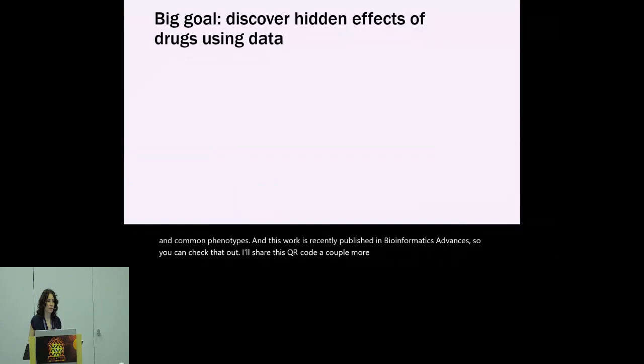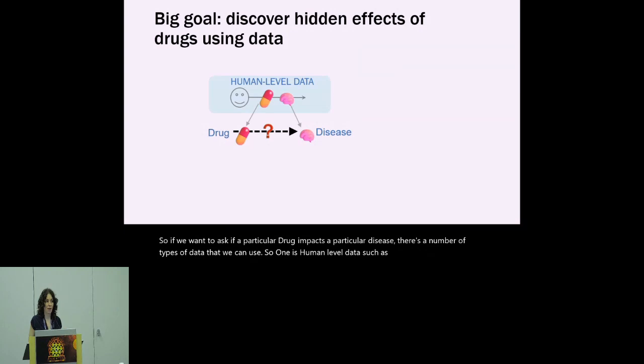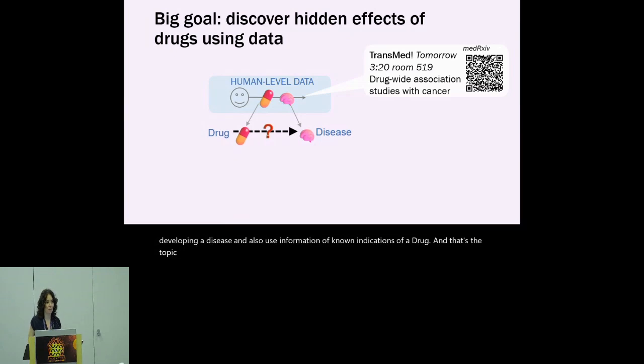One of the big goals of our lab is to discover new effects of common drugs using data. If we want to ask if a particular drug impacts a particular disease, there's a number of types of data that we can use. One is human level data, such as epidemiological studies, where we can look at people who take a drug and ask, do they have a changed risk of developing a disease, and also use information of known indications of a drug. That's the topic of a presentation our lab's doing tomorrow at Transmed at 3:20. It's also a preprint that's available if you're interested in checking that out.